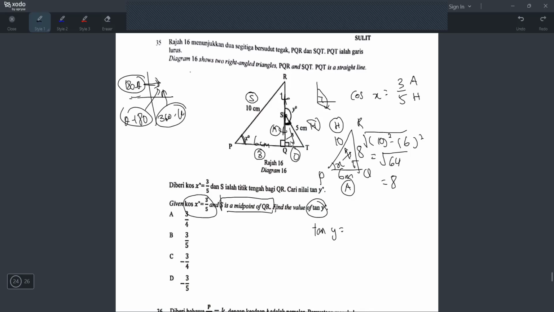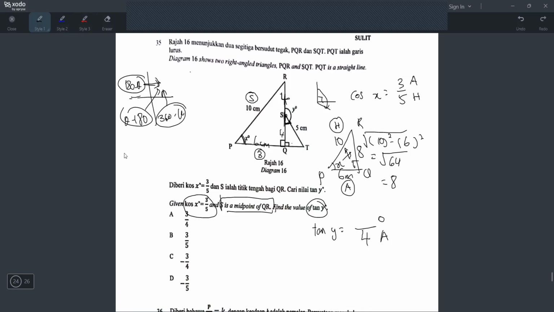So what they want now is tangent. So tangent formula is opposite divide adjacent. Your opposite you don't have, but your adjacent is 4, right? So how to find your opposite? Use Pythagoras theorem, because you already have the length here is 4.